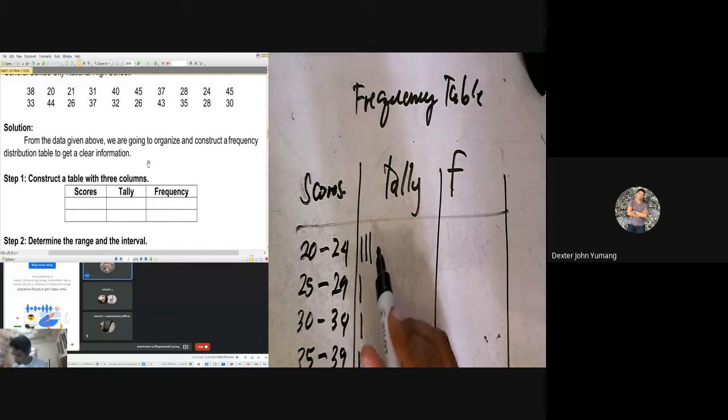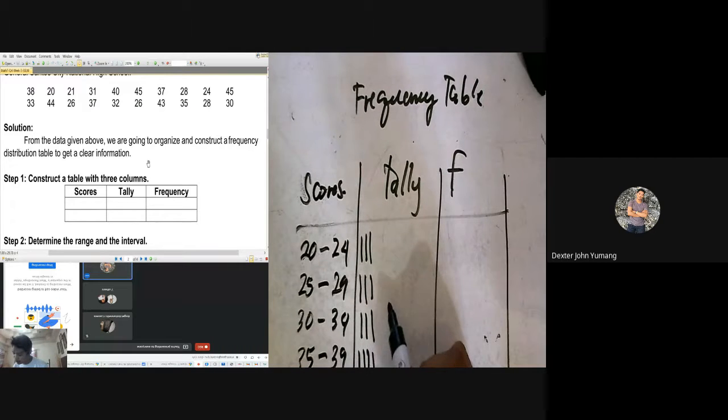Next si 33, dito. Next si 44. Next si 26, dito. Next 37, dito. Next si 32, dito. Next si 26, dito. Next si 43, pababa. Next 35, dito. Next 28, dito. Next si 30, dito.